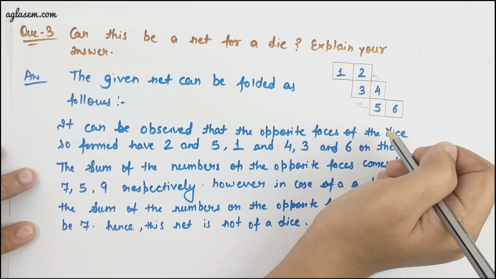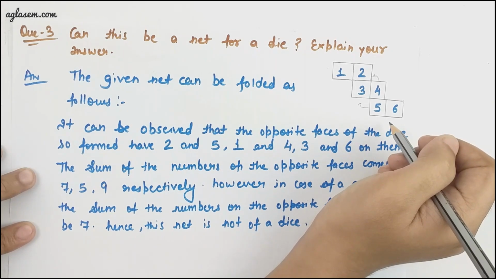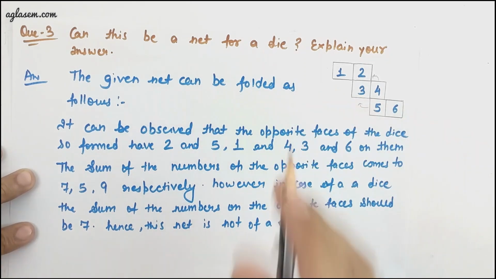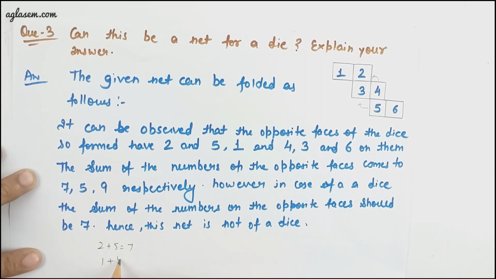So the sums of the numbers on the opposite faces come to 7, 5 and 9. But we know that in dice the sum of numbers on the opposite faces should be 7. So this is obviously not a dice, because 2 plus 5 is equal to 7, 1 plus 4 is equal to 5 and 3 plus 6 is equal to 9, which is not equal to 7, so not a dice.